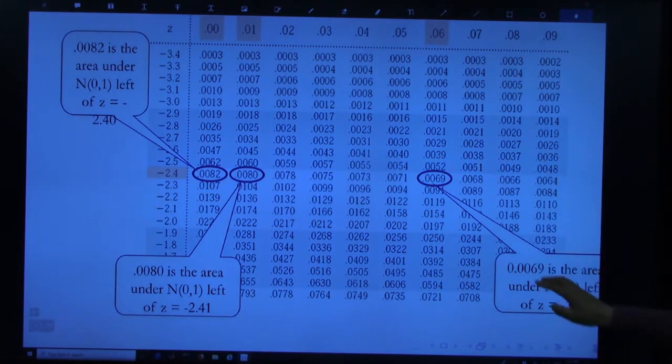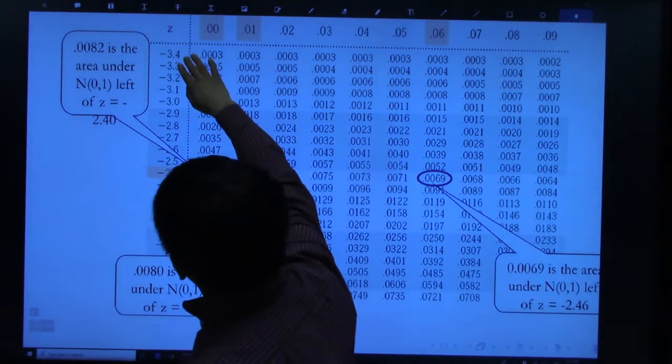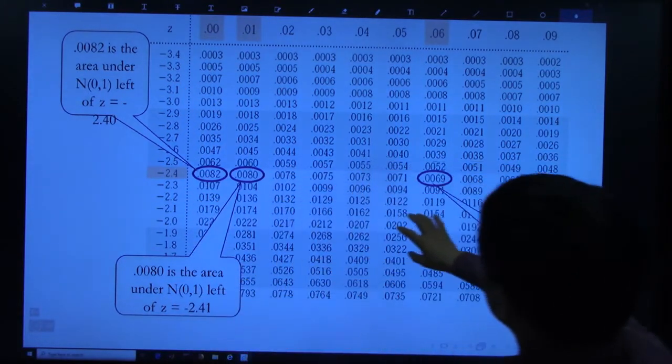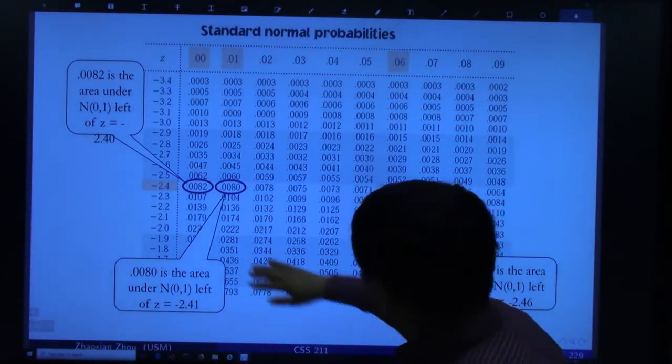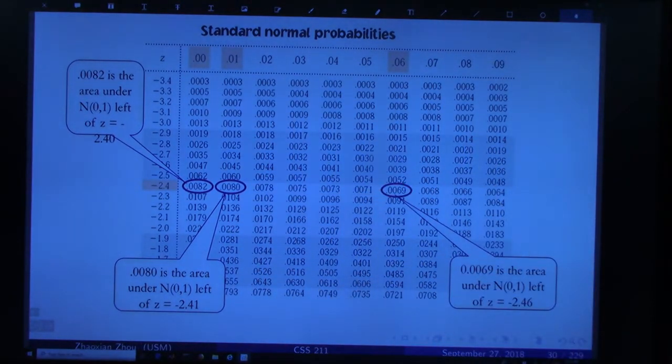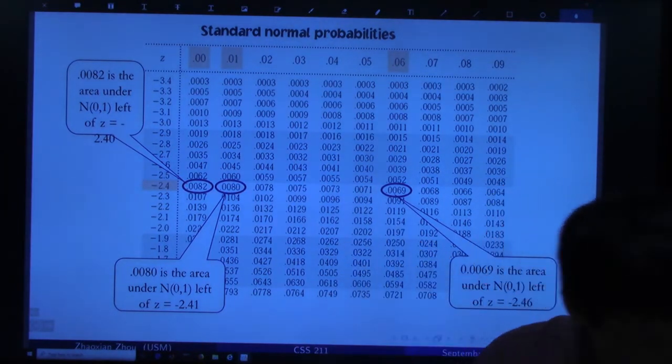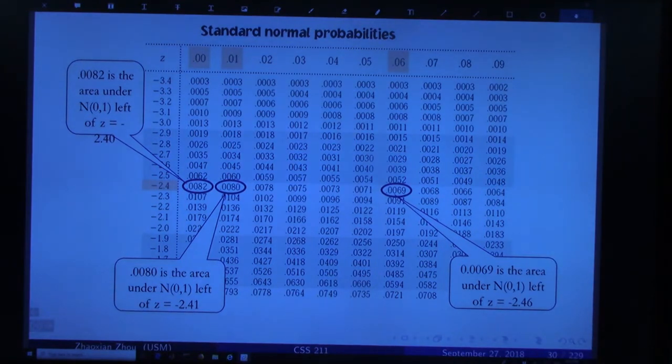So for this table, we can only check z with 3 digits: negative something, then up to 2 digits after the decimal. This goes from negative 3.4 all the way up to 0. This is called table A. Now, what are the numbers in the middle part? Those are the cumulative proportions. Later we will use an example to show how to use this.